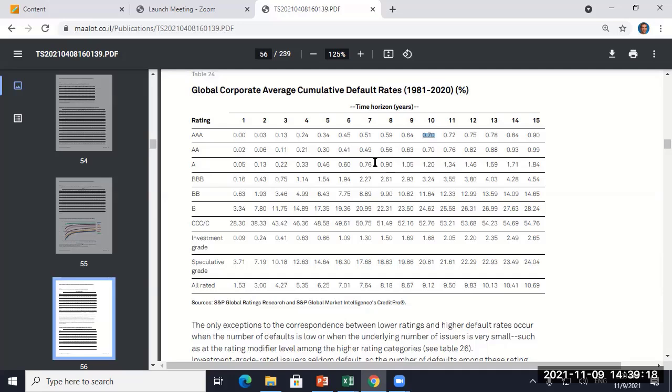It's pretty rare. I don't know what this issue right here is, but the triple A and double A are almost the same. So why buy triple A? Just buy double A. You're going to get more spread and your risk of loss is probably about the same. And then they start dropping pretty dramatically, right? You can see the huge drop between triple B and double B, where you go to below investment grade, and then single B.